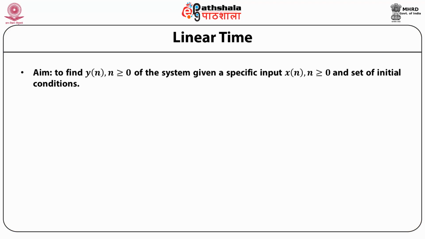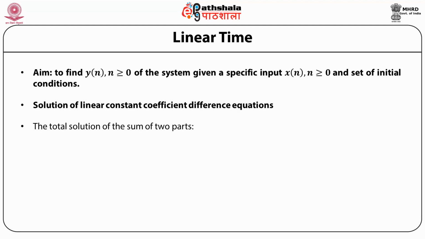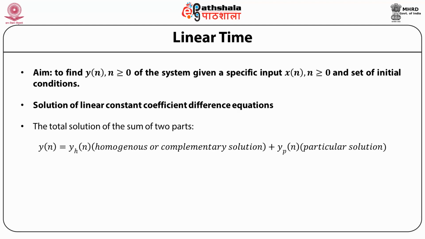So, let us now consider an example where we need to find y(n) for n greater than or equal to 0 of the system, given a specific input x(n), n greater than or equal to 0, and a set of initial conditions. So we need to find the solution of the linear constant coefficient difference equation. The total solution is the sum of two parts, that is y(n) equal to y_h(n), the homogeneous or complementary solution, plus y_p(n), the particular solution.